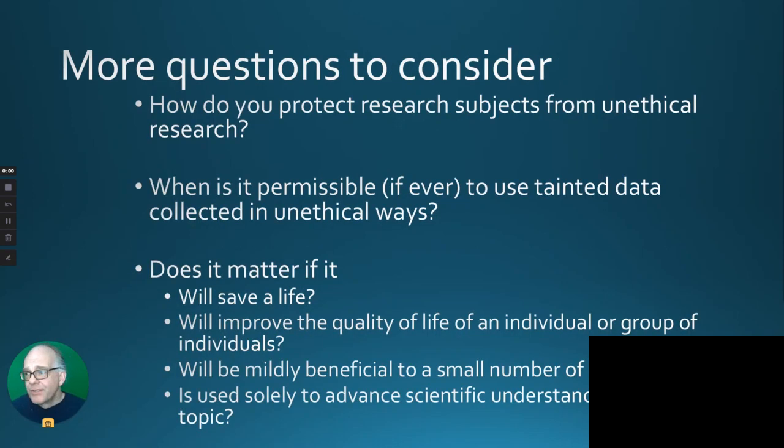So more questions that you can consider related to this is, how do you protect research subjects from unethical research? When is it permissible, if ever, to use tainted data which has been collected in unethical ways? The Rascher data on hypothermia was used up until the 1990s. Other examples of wartime research have been used in a variety of settings.